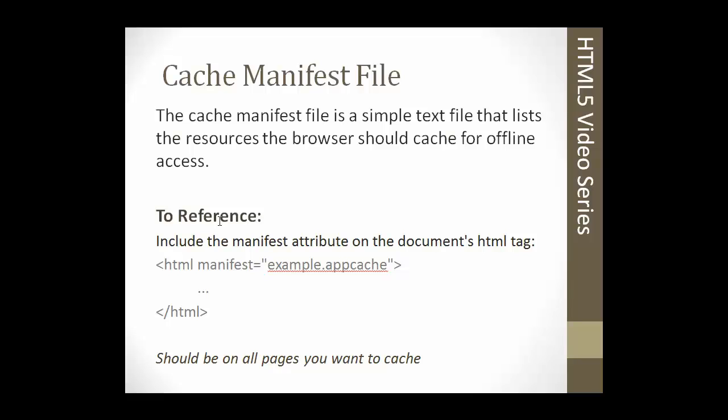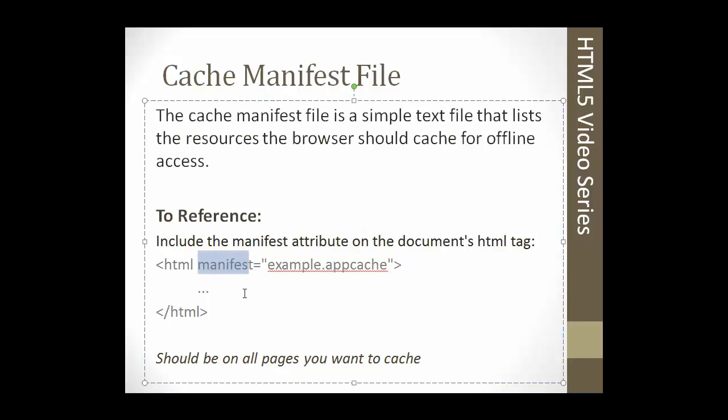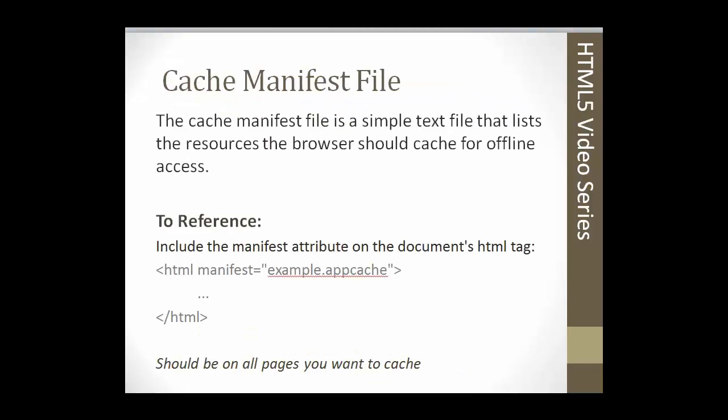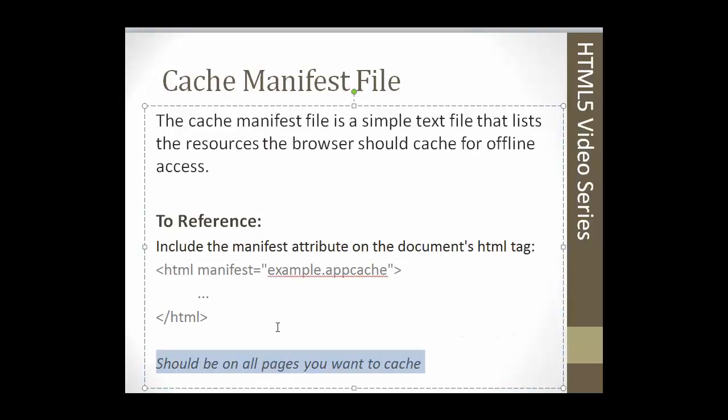You can use different extensions. For example, we have this example.appcache. I actually like to use .manifest, but you can use whatever's your preference. And this is how you would call it. You'd have to give it as an attribute to the HTML tag, manifest, and then just point to the manifest file. You could do it like this, relative, or you could do an absolute path with HTTP and then your website. And that should be on all the pages you want to cache.